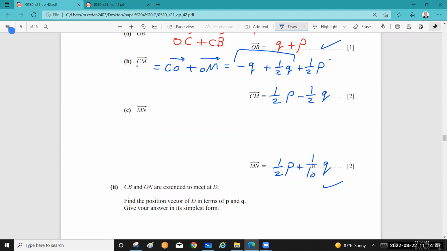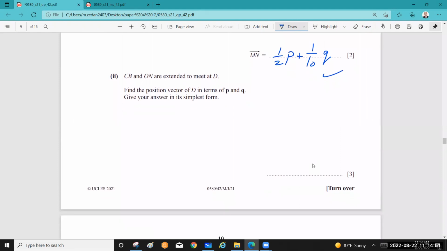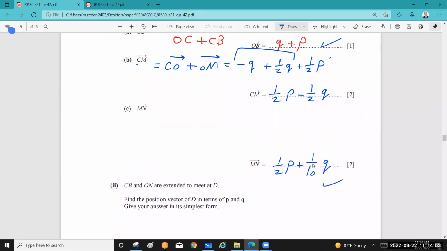Now you can continue solving this part. If you have any problem, just write in the comments. And this is the first part of the solution of this paper.